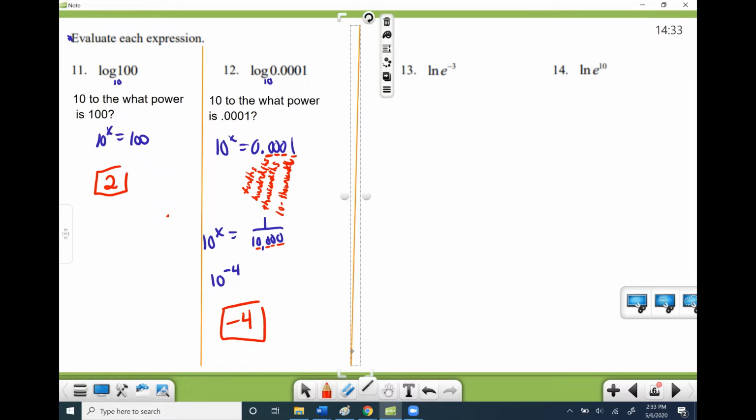Okay. Now, natural log and e, they will always undo each other. So when you see a natural log and an e next to each other like this, you can essentially cross them off, you guys.